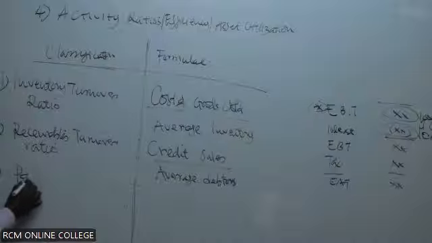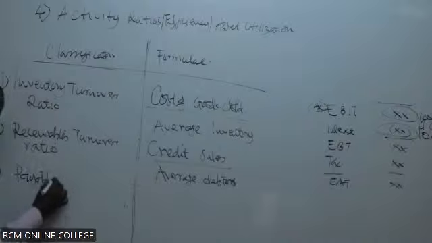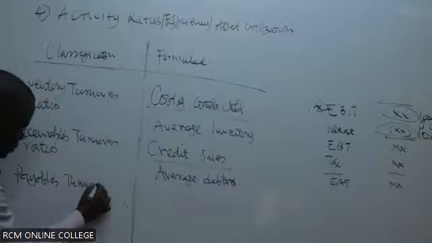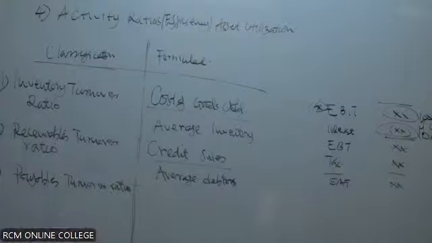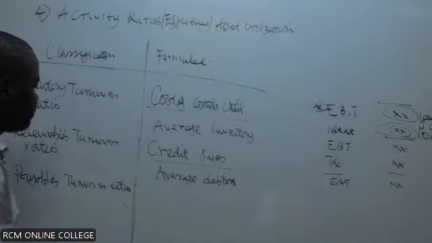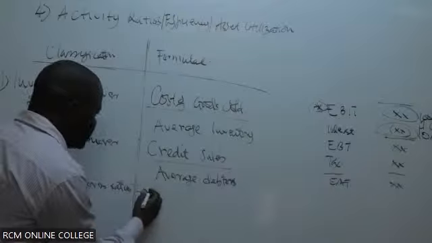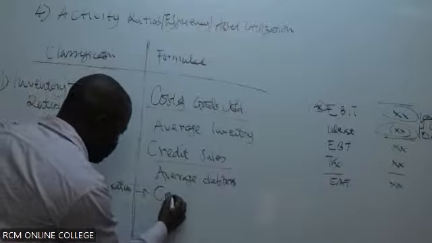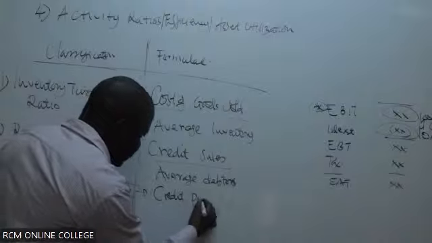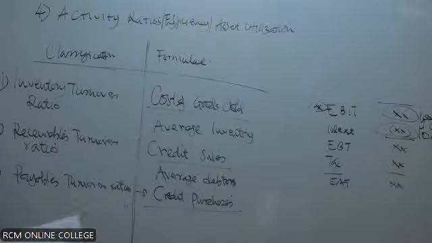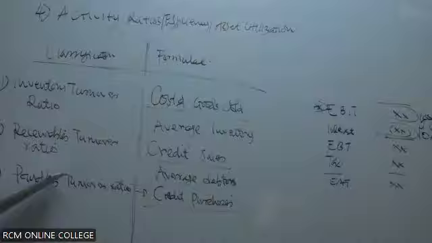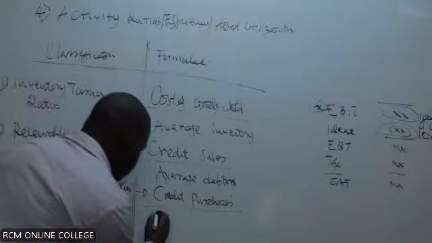Then number 3, now we have at the other end, the payables turnover ratio. So payables will arise when you do what? You purchase on credit. So it means in this case, for this formula, we'll take credit purchases. We divide by, in this case, what? The average creditors, or in this case, the average payables.